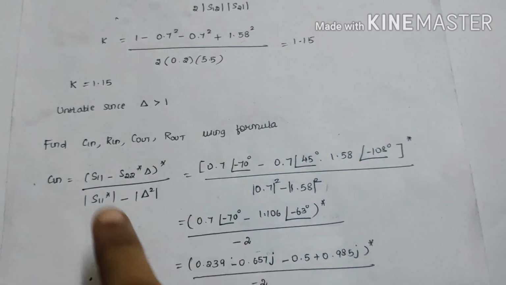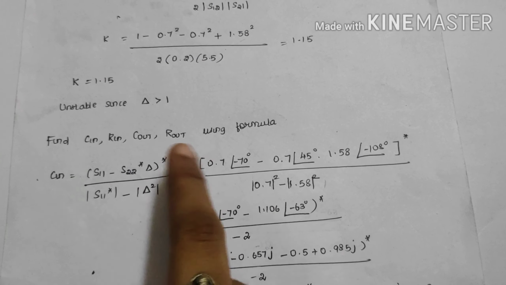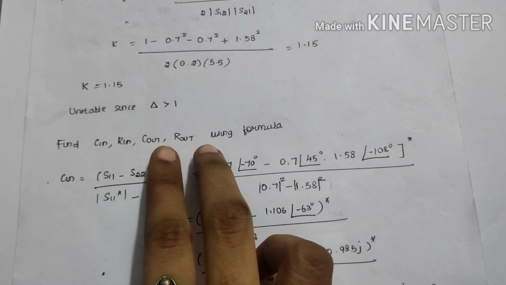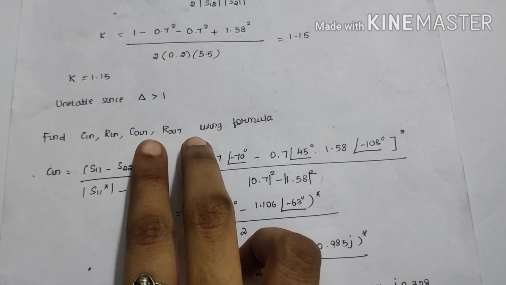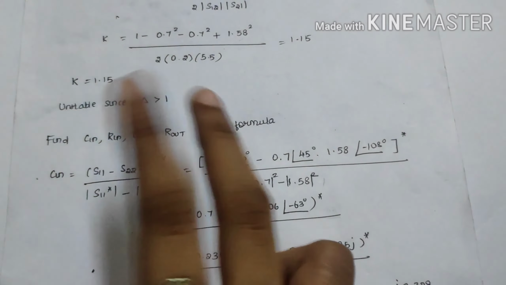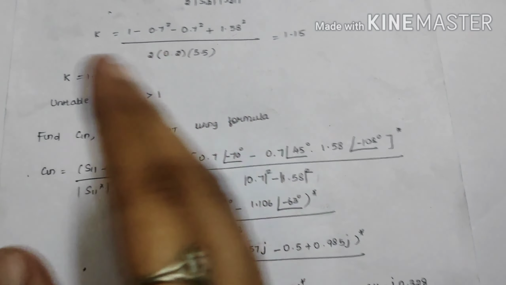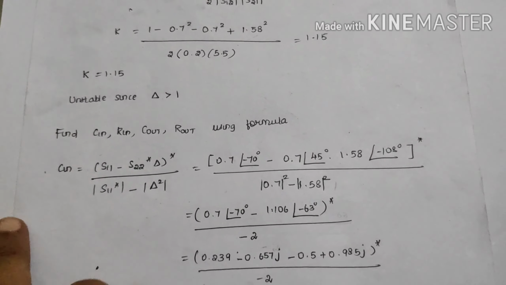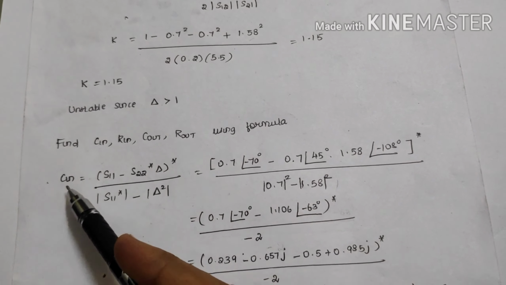Now to find out those regions, we need to find out C in, C out, R in and R out. Using C in and R in, we'll draw the input stability circle. Using C out and R out, we'll draw the output stability circle. And those two circles are used to predict the regions where the amplifier is stable and regions where it is unstable. So first I found out the C in value.